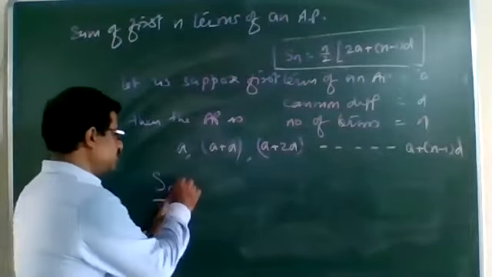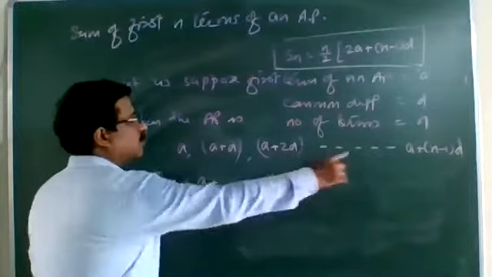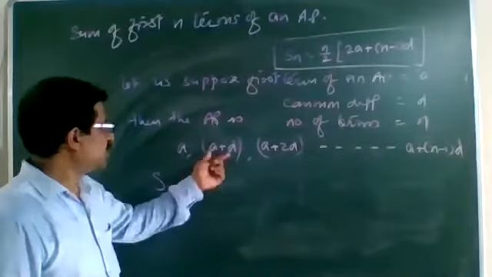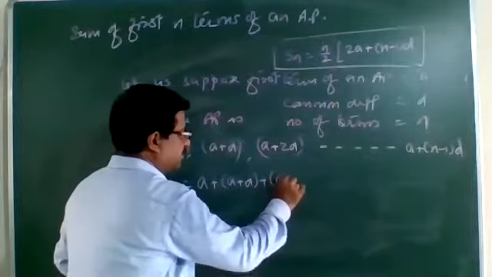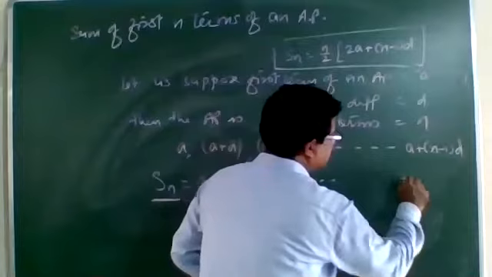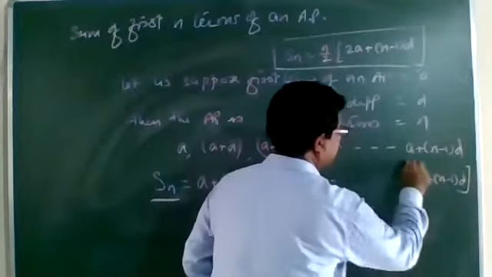Sum of n terms of this AP will be the first term we got as a. We are adding all these terms because our aim is to find out the sum. Second term is a plus d, third term is a plus 2d. In this way, the last term we got a plus n minus 1 into d. This is the last term.